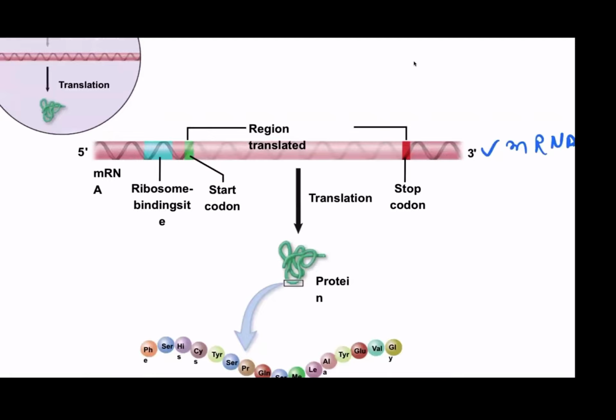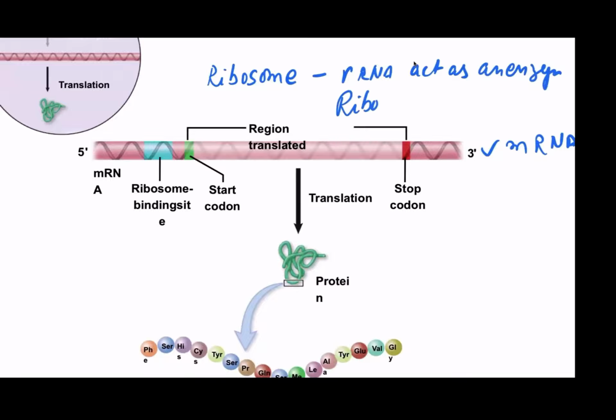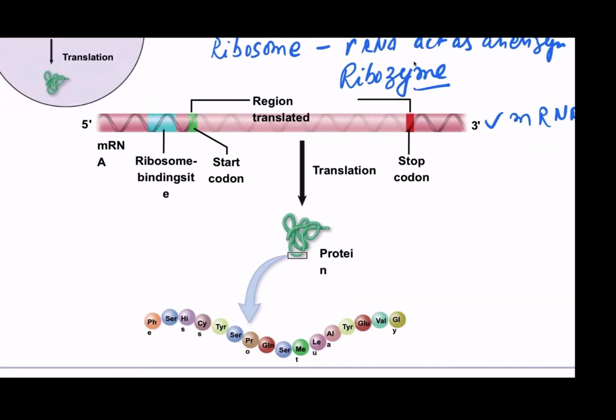On mRNA, the ribosome is an enzyme. I want to tell you that here no other enzyme like DNA polymerase or RNA polymerase will come, but ribosomal RNA acts as an enzyme. We also call it a ribozyme because it's an enzyme. It's a fancy name for the ribosome. And this is the mRNA.